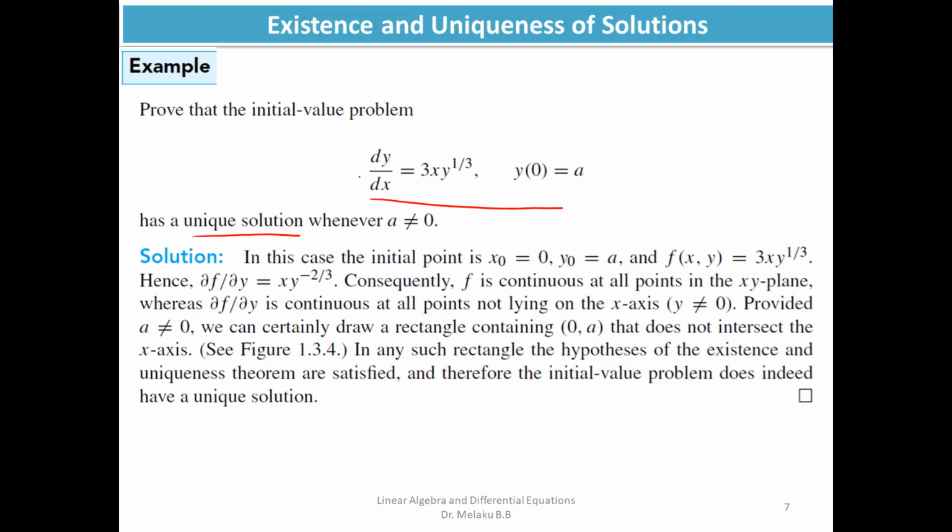One, we have to check that this is what? This is our f of x, y, yeah? As you can see, our f of x, y is 3xy to the 1/3 power. So we know that this one is continuous everywhere in the plane, no problem. Like it says, in this case the initial point x naught is 0, and y naught is a, and f of x, y is, as I told you, this one.